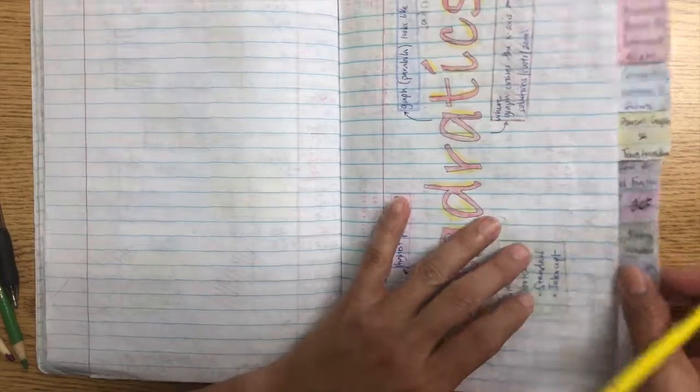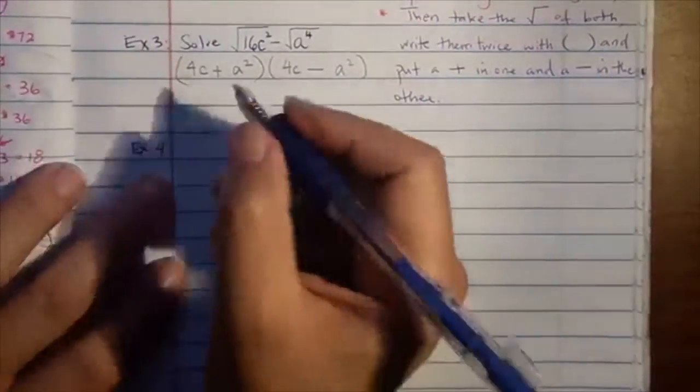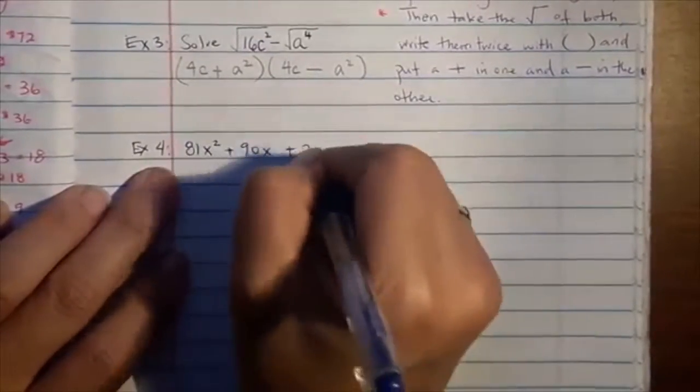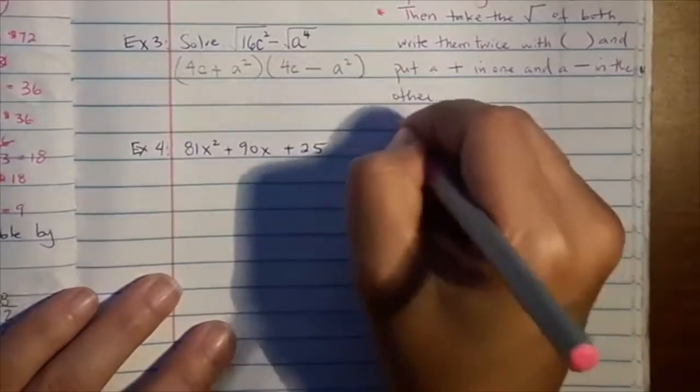All right, we're going to finish looking at solving equations by factoring. So again, go back to the tab that we already started. Let me take a look at another shortcut. Example 4: 81x squared plus 90x plus 25 equals 0. So put that equal to 0. I don't do it there, but put it equal to 0.